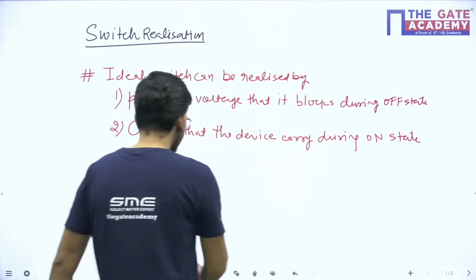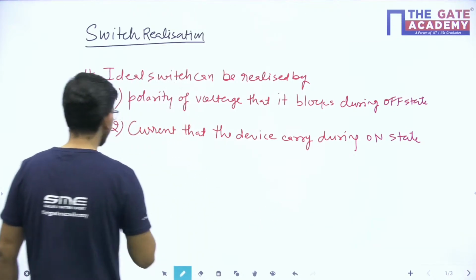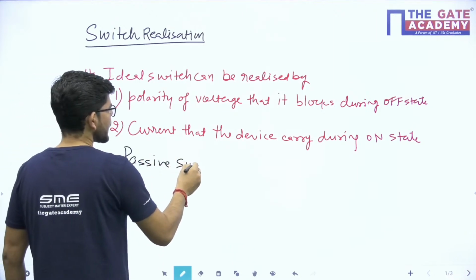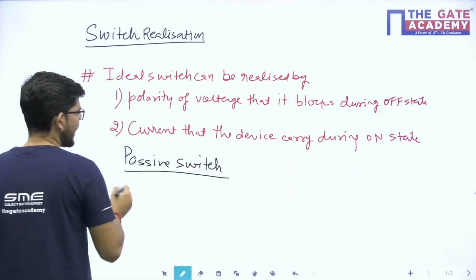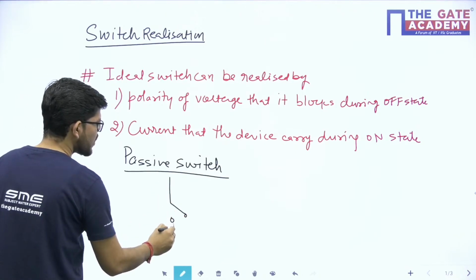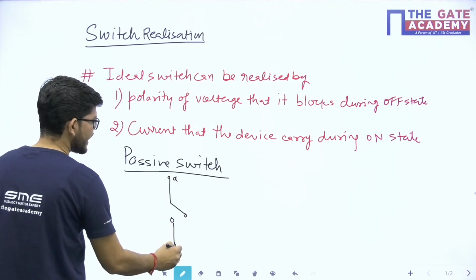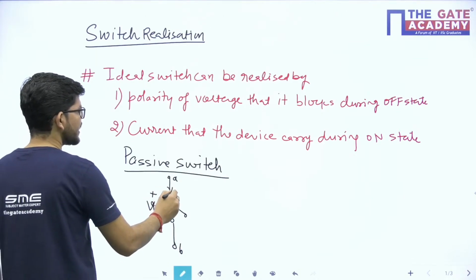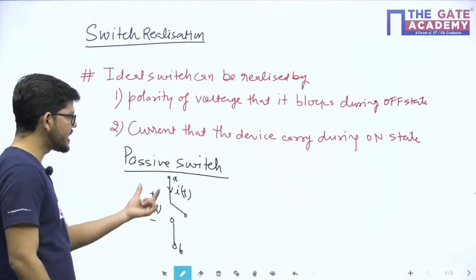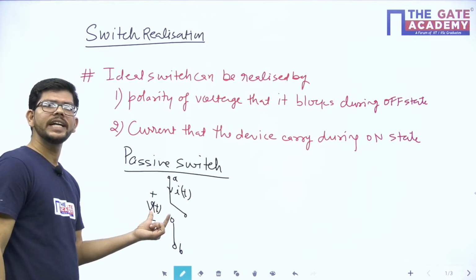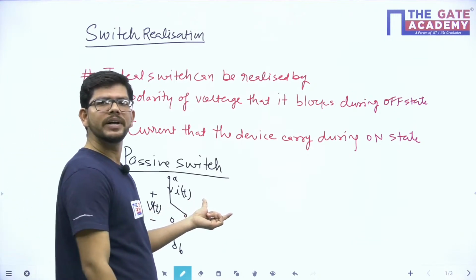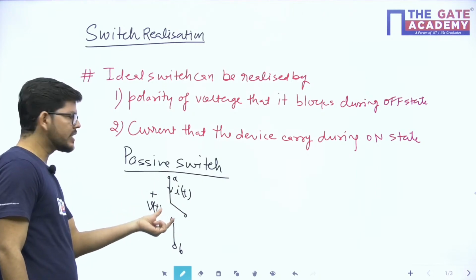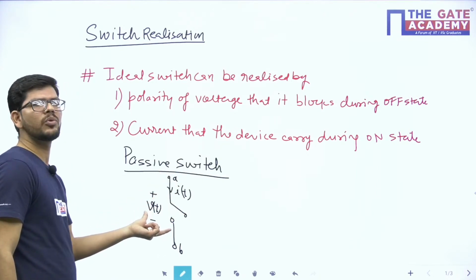Now there are basically two types of switches. One is known as the active switch and the other the passive switch. If we talk about the passive switch, in a passive switch there is no control terminal. We have terminals A and B, and suppose the voltage across the switch is Vt and the current that it carries is It. So the state of the switch depends upon the voltage and the current. The state of a passive switch depends upon the voltage and current applied across the terminals A and B. So there is no control terminal in passive switches.